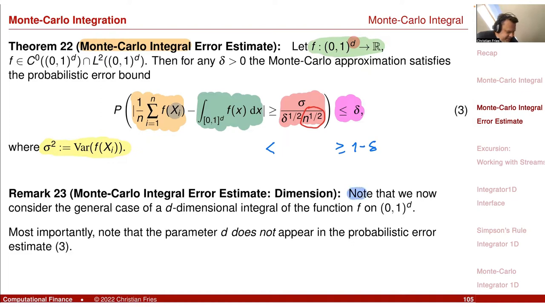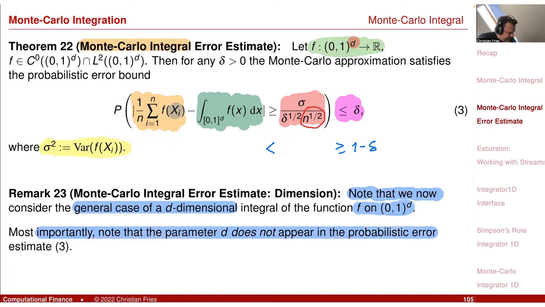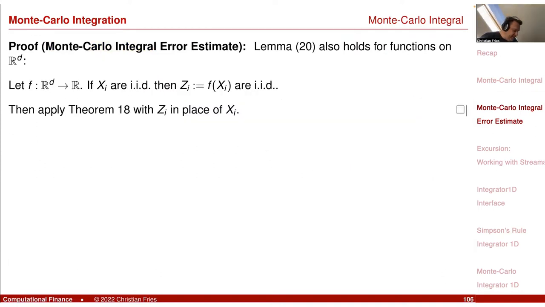So note that we now consider the general case of a d-dimensional integral. So we have here the function on 0, 1 to the power d. And most importantly, note that the parameter d does not appear in our error estimate. So there is no parameter d here. How is this achieved? Maybe I have to prove this. The proof is, well, say trivial.